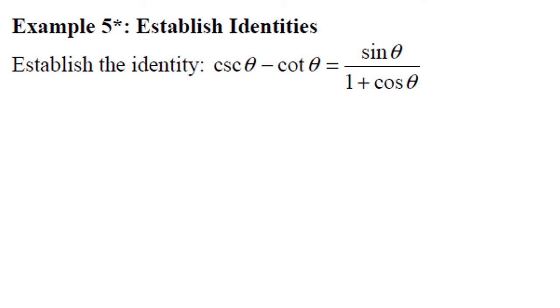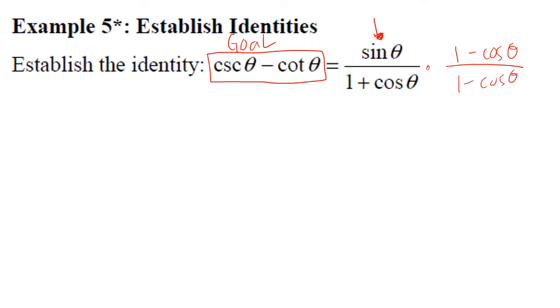All right, so again, you want to choose the side that seems the most complicated. Well, for me, anytime there's a ratio, that seems like the more complicated side. So we're going to start on the right side, and we want to prove this is our end goal. This is our goal, that these are equal, okay? We're going to establish this identity. So we're going to multiply by the conjugate of the denominator, and my conjugate is 1 minus cosine theta.